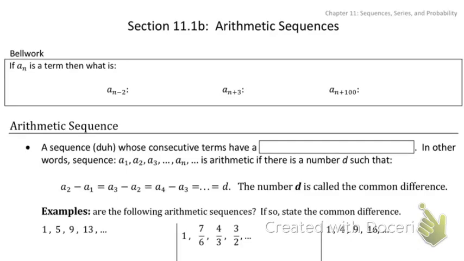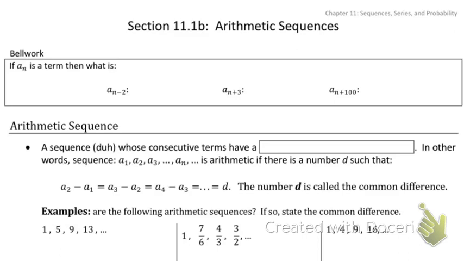The bell work is set out. It says if a sub n is the term I'm looking at, then what do I mean by a sub n minus 2? In plain English, what am I talking about? That's just two terms before. It's two terms less. If a sub n is my third term, my n is 3, then 3 minus 2 would be 1, which is two terms before.